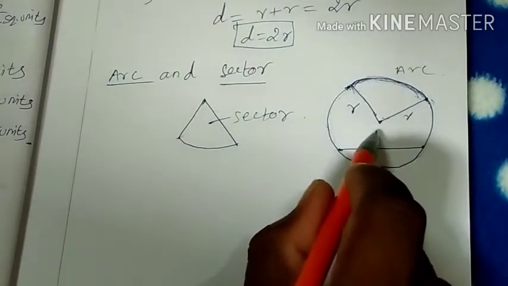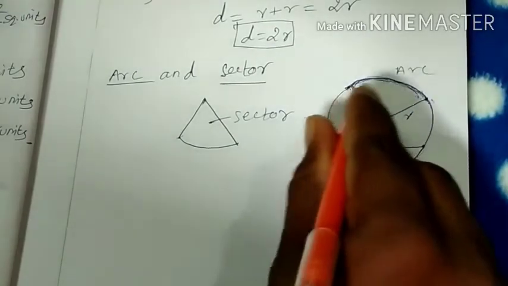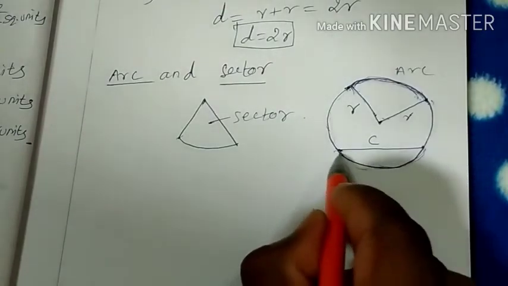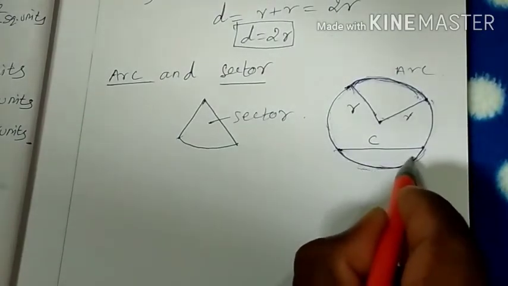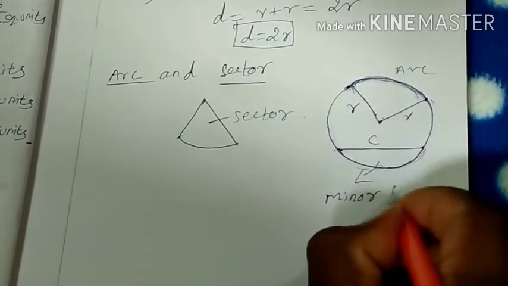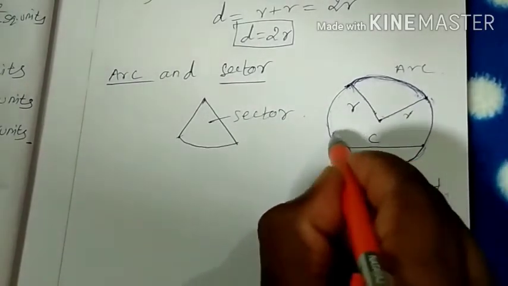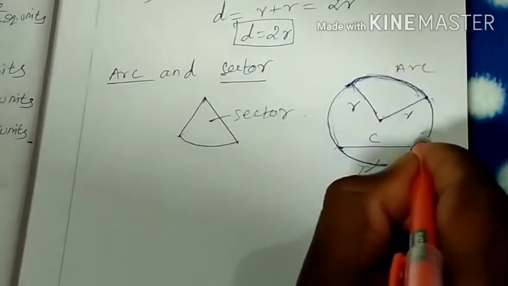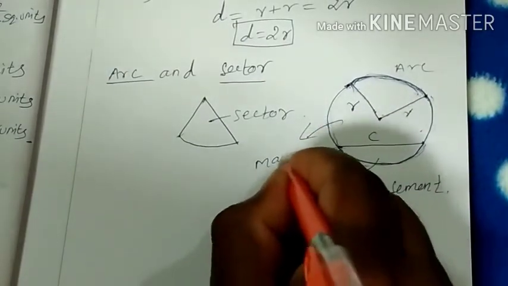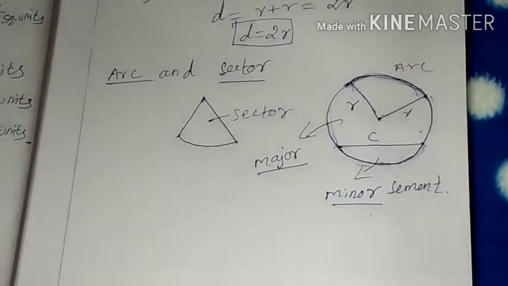Comparing the arcs, this one is the smaller arc and this one is the greater arc. The part which has the smaller arc is called the minor segment. And the part which has the larger arc is called the major segment. This is major, this is minor.